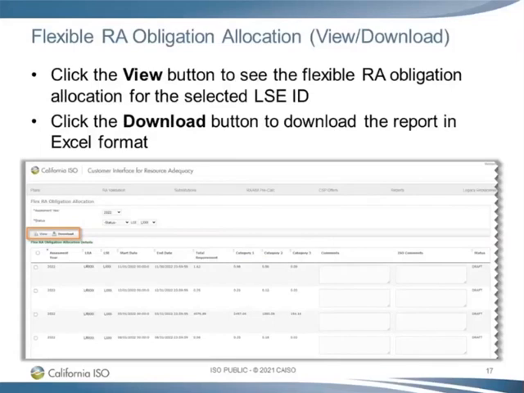It'll show you the total requirements as well as how that's divided between categories 1, 2, and 3, which are your base, peak, and super peak categories. And again, the allocation report will just show you these numbers. The support files that I talked about will show you how those numbers were calculated.